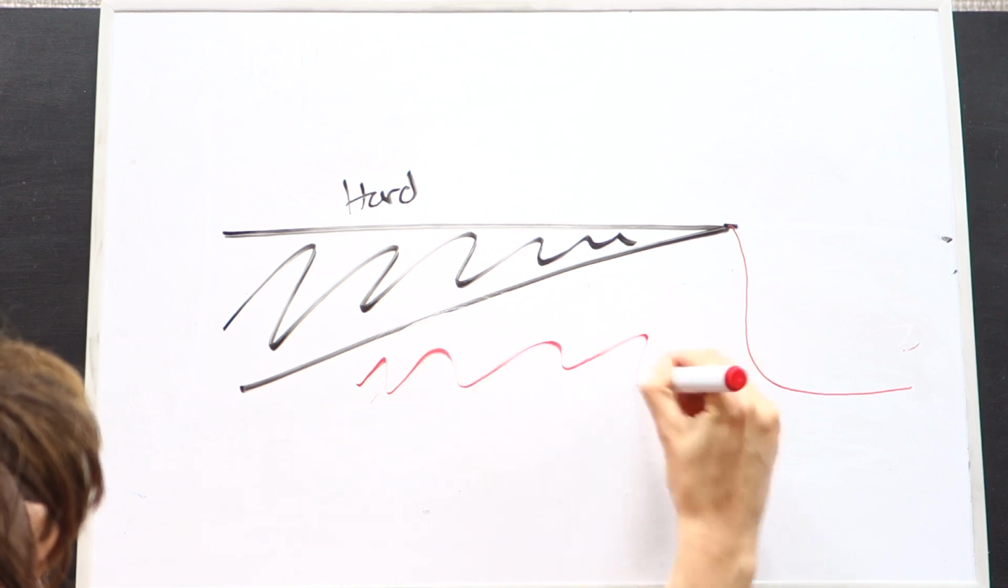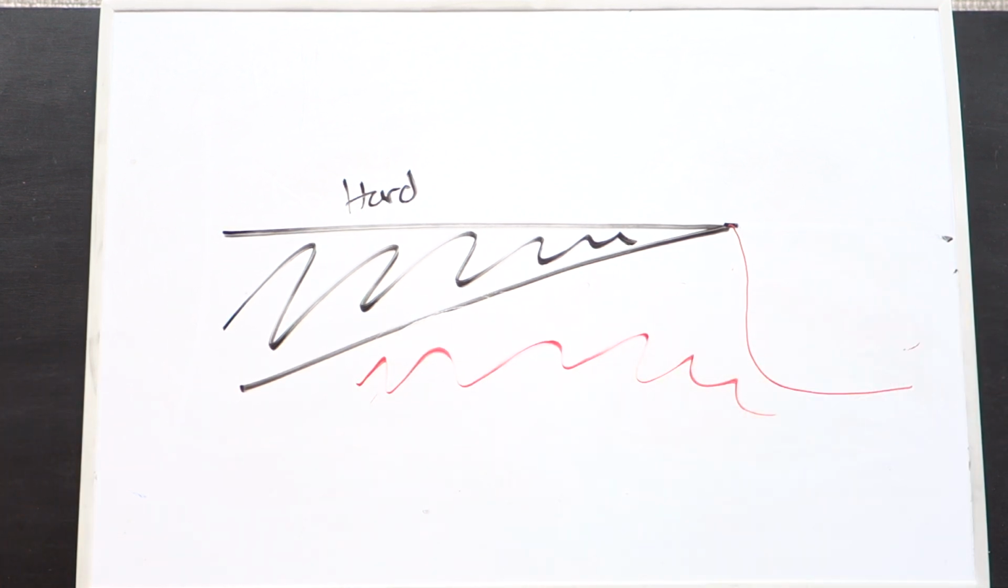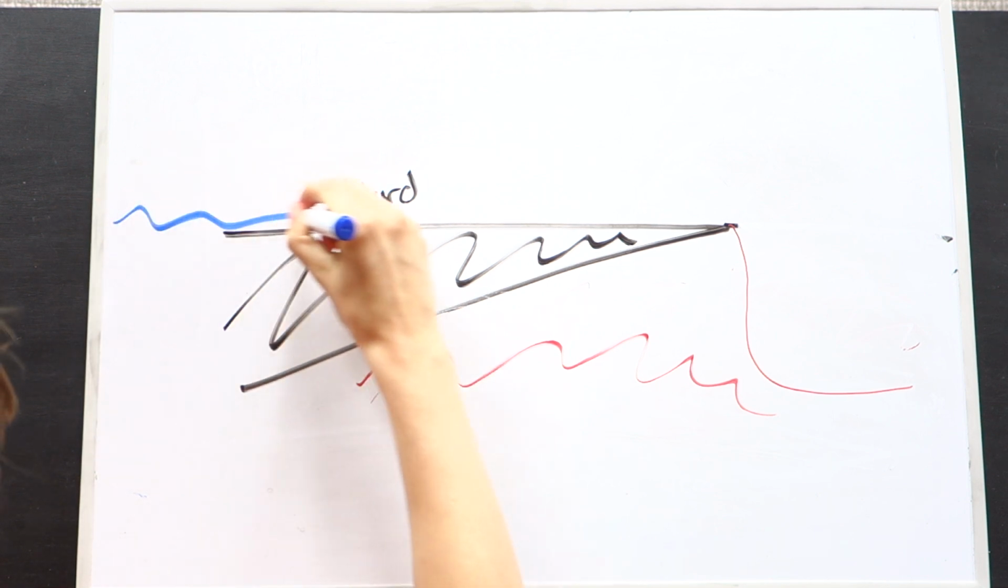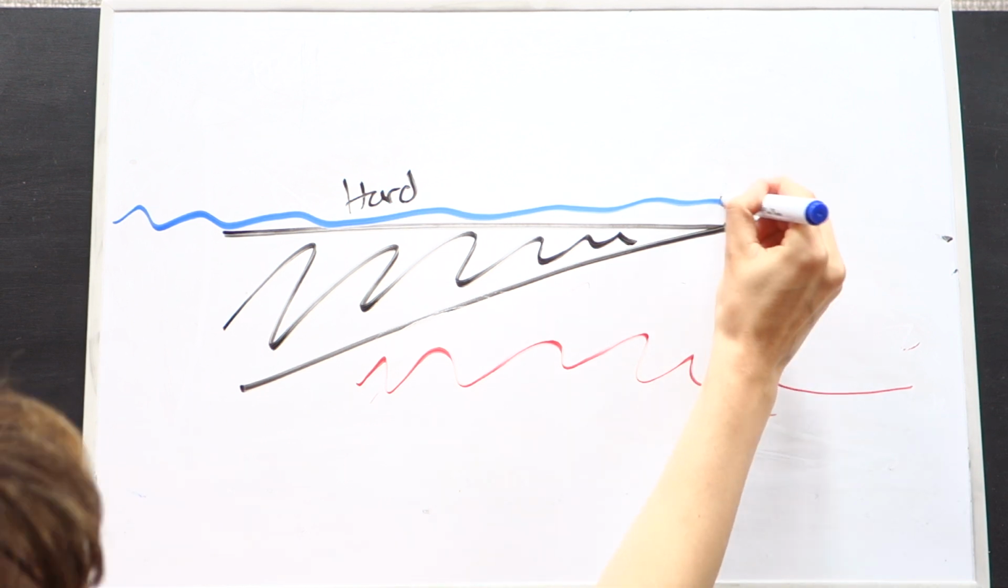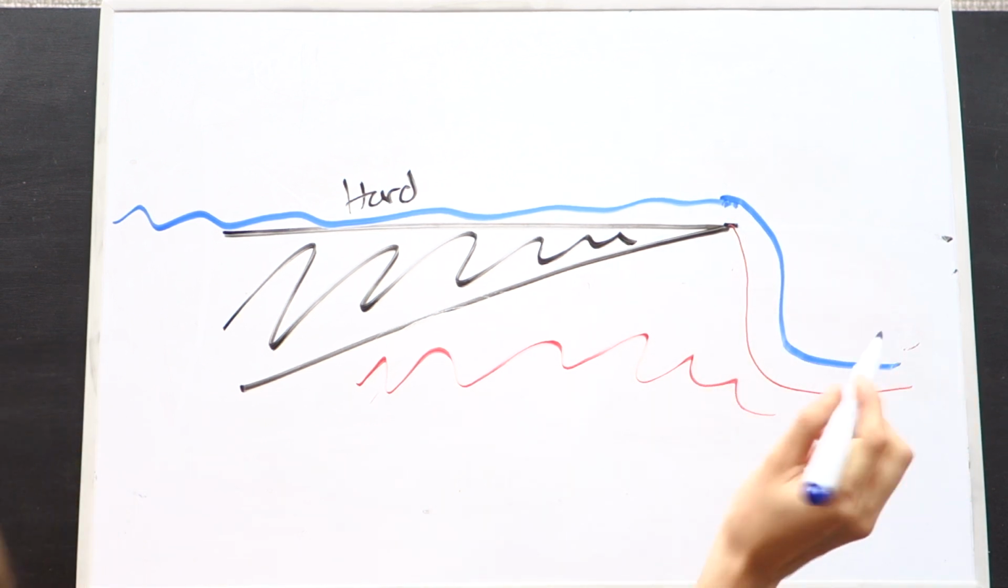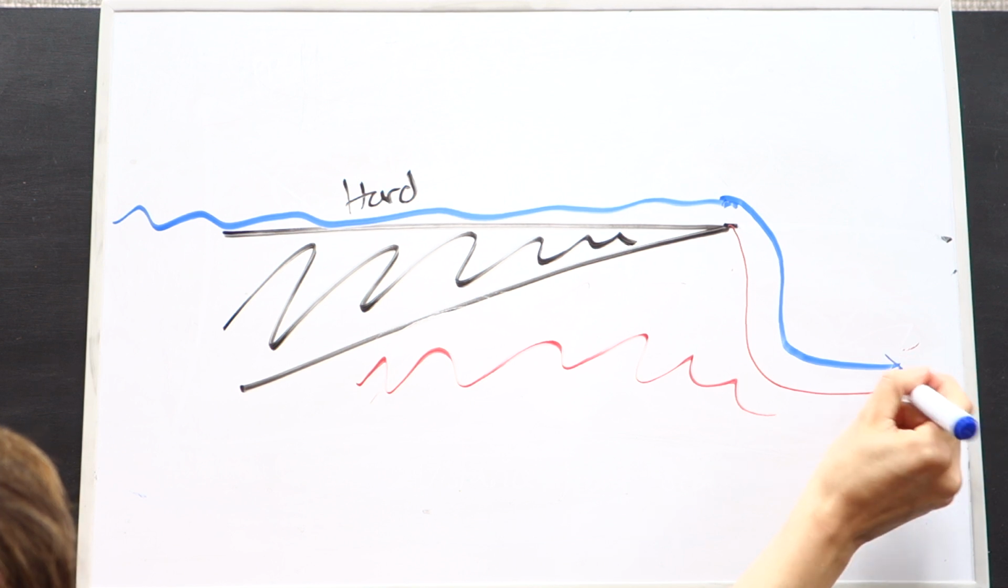So here is our soft rock, and here is a section of soft rock that has been eroded by the river. Let's draw the river flowing over the top of its riverbed. Oh, when it gets to this point, it's going to have to flow downwards because the soft rock has been eroded here.